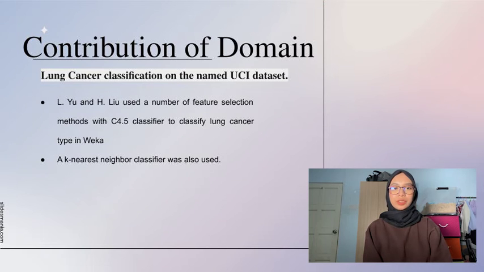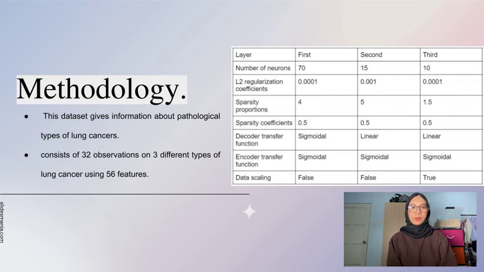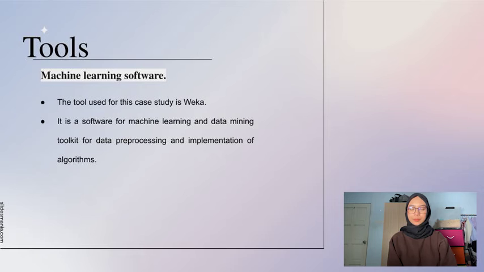For the contribution of domain, Yu and Liu used a number of feature selection methods with the C4.5 classifier to classify lung cancer type in WEKA. A k-nearest neighbor classifier was also used. This dataset gives information about pathological types of lung cancers. It also consists of 32 observations on 3 different types of lung cancer using 56 features.